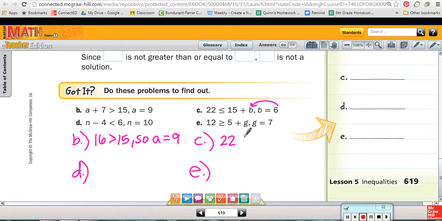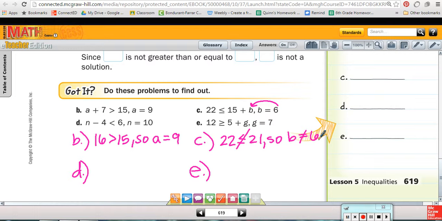Letter C. If I substitute 6 in for B, 15 plus 6 is? 22 is less than or equal to 21. Is that true? Yes. No, 22 is not less than 21. It's greater. So, B is not equal to 6. Good. Please listen.